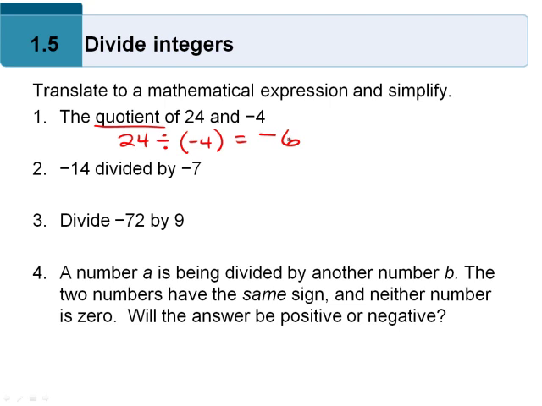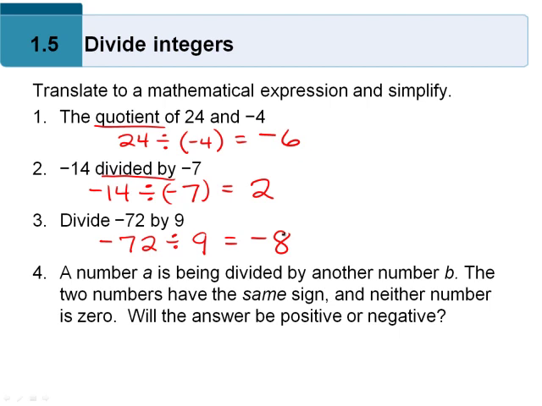All right? Number 2, -14 divided by -7. So, divided by, there's our keywords there, and you just write it out, -14 divided by -7. And you can put it in parentheses if you want. The signs are the same, so it's going to be +2. And number 3, divide -72 by 9. So we're going to have -72 divided by 9. Okay? Our signs are different, so it's going to be -8.